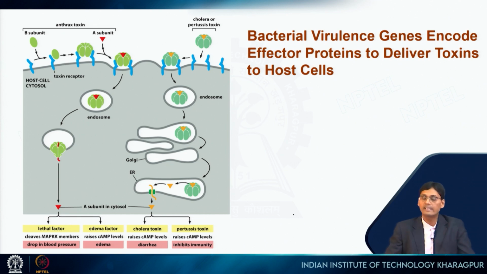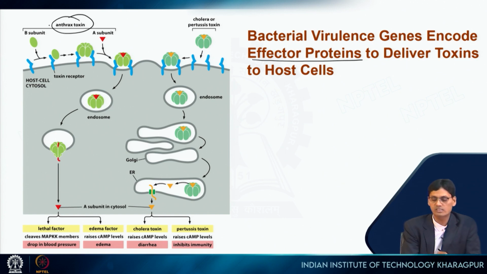Beside that, another important strategy of bacteria is producing toxin. Different types of toxin they can produce, and they can cause problem for the host. So, as you can see here, bacterial virulence genes sometimes encode effector proteins to deliver toxins to host cells. So, this is true for many bacteria. Here we are giving some example with anthrax toxin as well as cholera toxin.